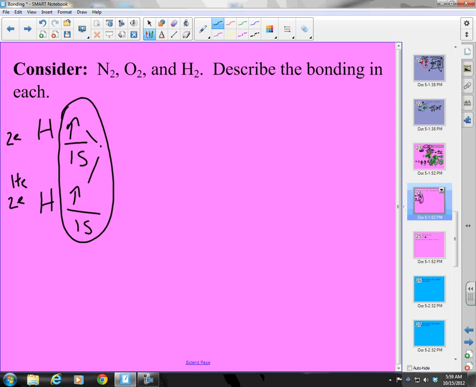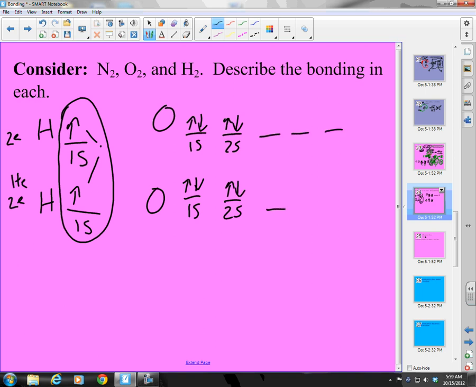Let's think about oxygen. Here's oxygen. 1s2, 2s2, 2p4, right? Here's a 2p. 1, 2, 3. Hund's rule, right? 1, 2, 3. Good. Now, what has to happen here in oxygen?